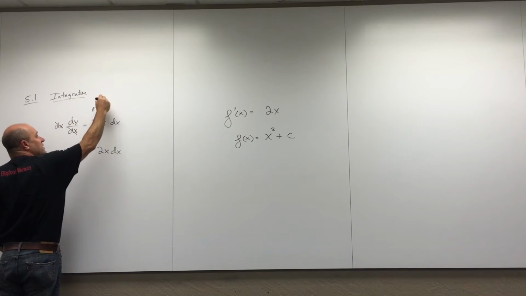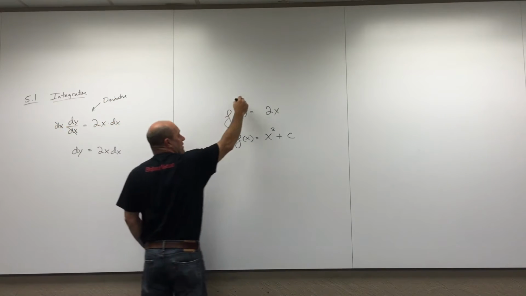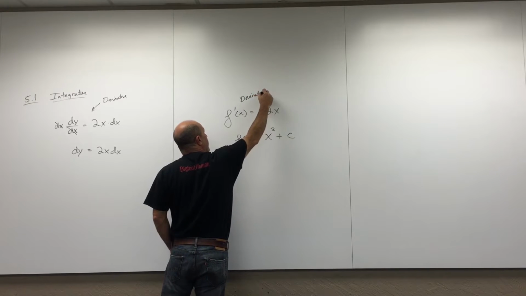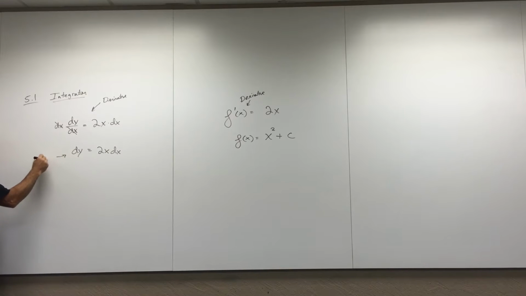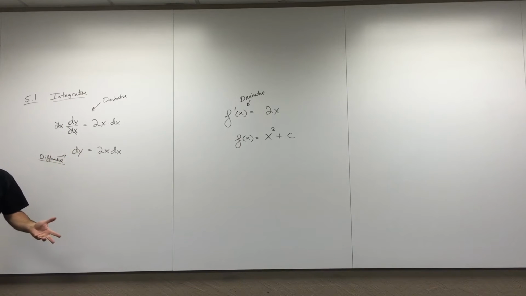I could point to this and call it a derivative, but I think now I'm going to point to this and call it a differential. I'm not too concerned about the language, but it's subtle. But now I'm calling it a differential. It's dy equals 2x dx. Anyway, it's a different way of writing the derivative. You could sort of say that.